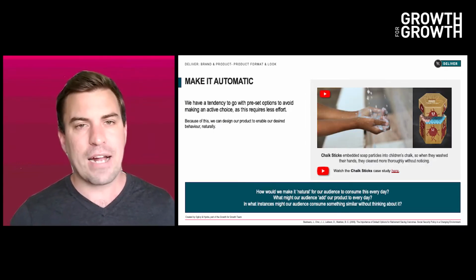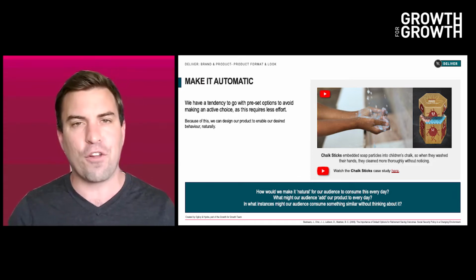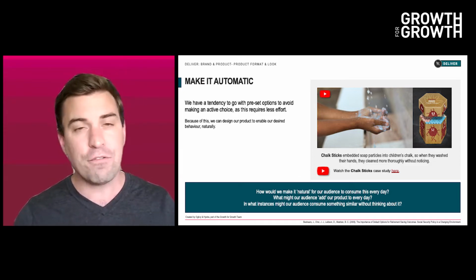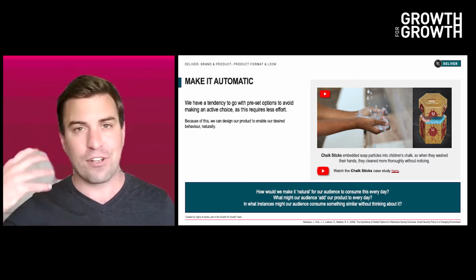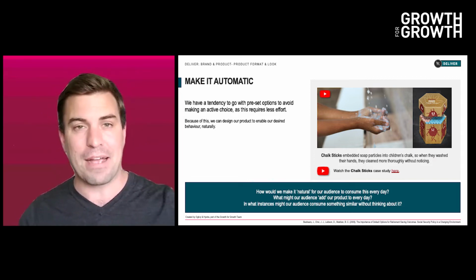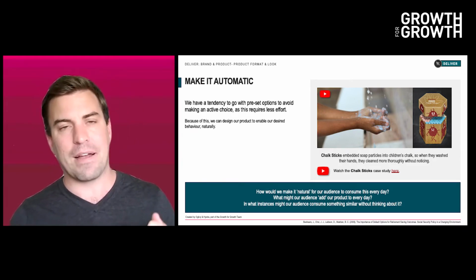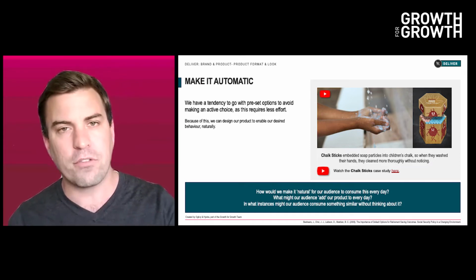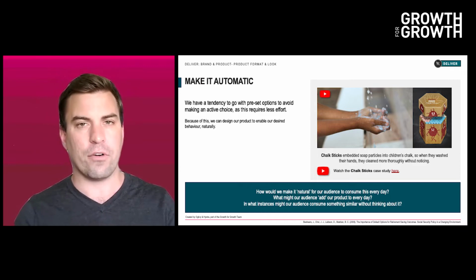Now we move into a tactic about making it automatic. We have a tendency to go with the flow with a preset of options, and oftentimes we avoid making active choices because they require more effort. It takes a lot of calories, a lot of glucose for us to think. So we tend to navigate based on the environment that's set in front of us. What this means is that if we can make an outcome a part of a process, we can increase the likelihood of that occurring.